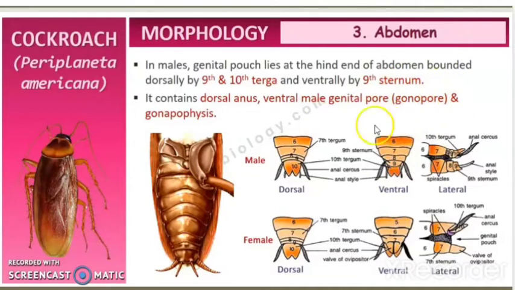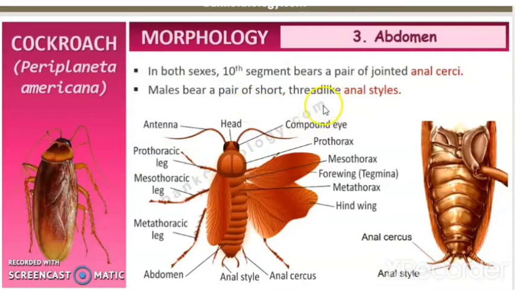It also has a part which is called gonapophysis. So gonapophysis is also seen in the male reproductive part. Clear, children? Now, a pair of short thread-like anal styles. You can see it here. It is absent in the female. It is seen only in the male. You can see the small extension in the lower part. So this is called the anal style, and it is seen only in the male.